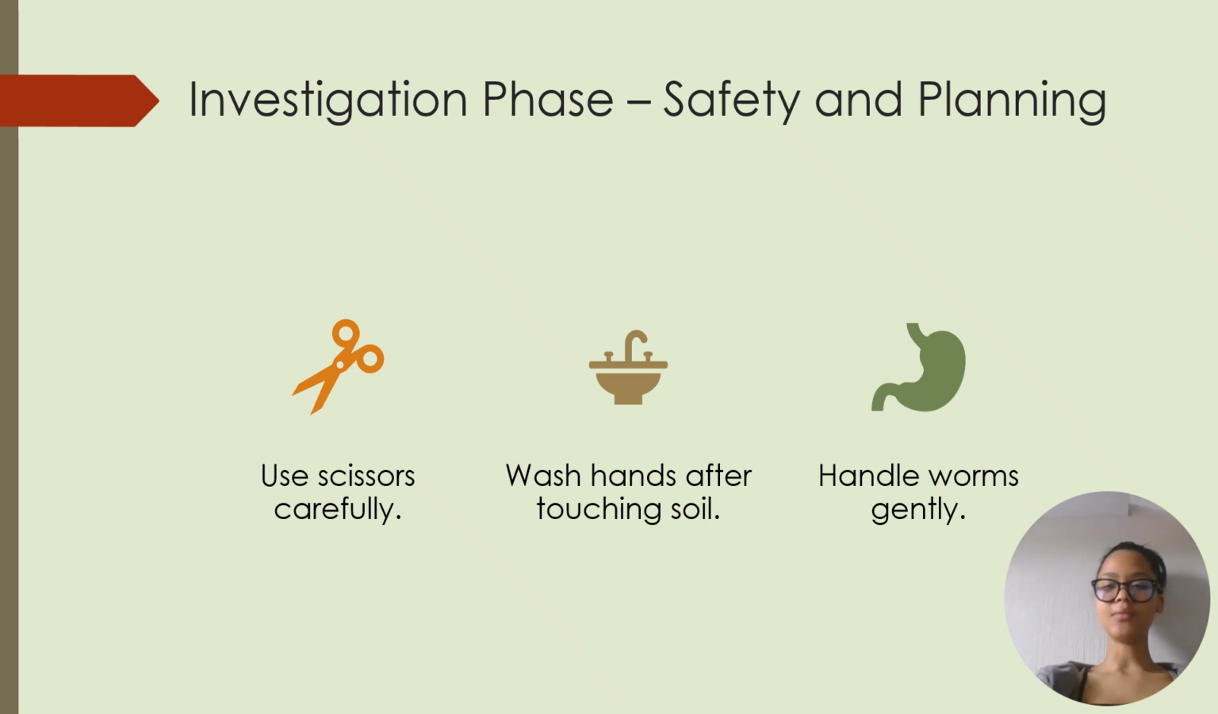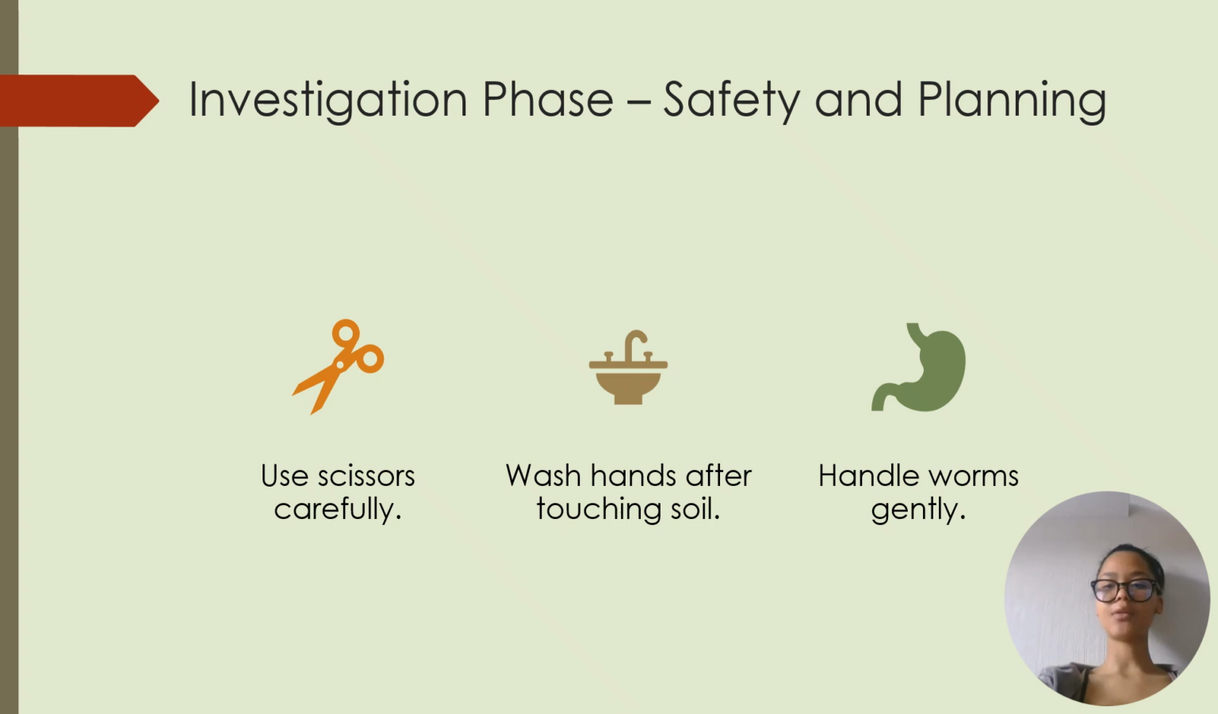Before we start building, I would review our safety rules. I would remind learners to handle scissors carefully, wash their hands before touching soil, and handle worms gently. I'd then show a clear step-by-step visual on how to layer materials. For example, first bottle base, layer soil, followed by food scraps, top layer of paper or leaves.